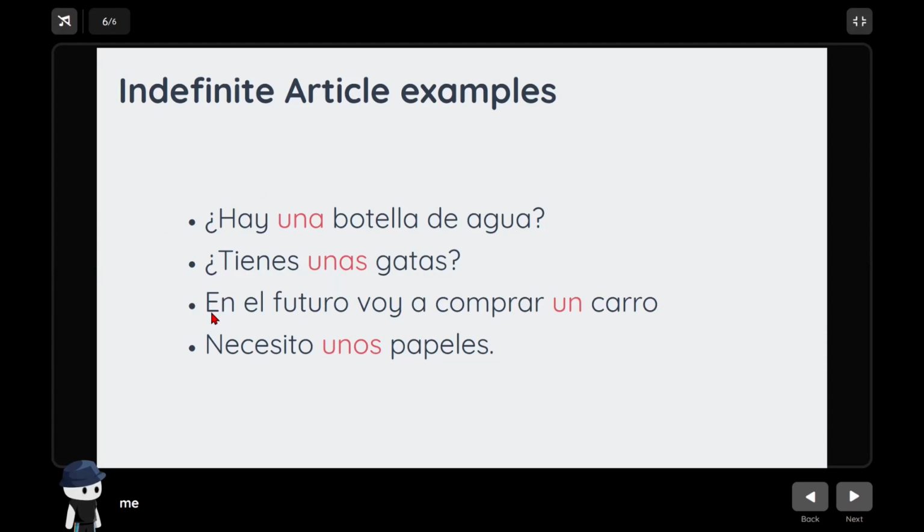This next statement is "en el futuro voy a comprar un carro." In the future, I am going to buy a car, un carro. This is the most important part of the sentence, right? Un carro. I'm going to buy a car. We are also specifying out of a group.